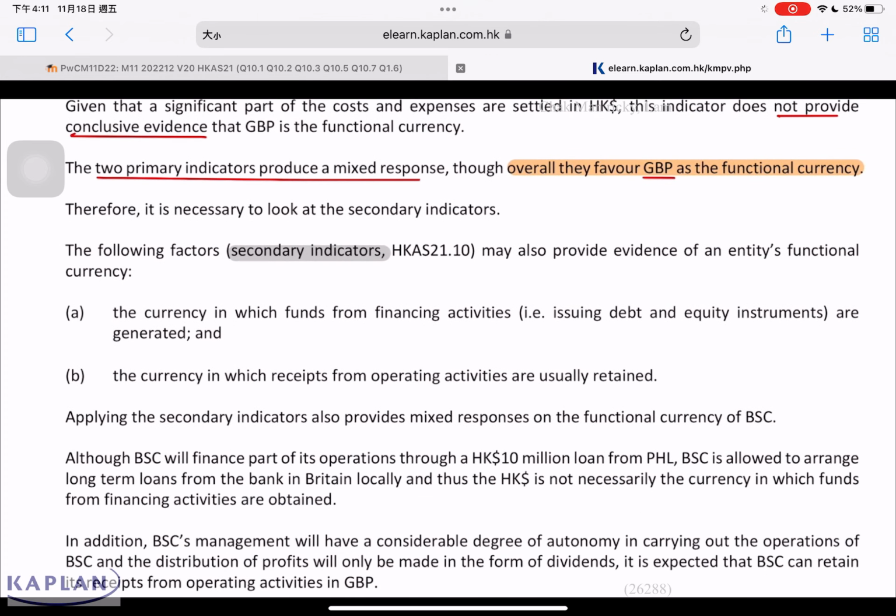Secondary factors are those such as the currency in which funds from financing activity are usually generated, and the currency in which receipts from operating activity are usually retained. Although BSC will finance part of its operation through a Hong Kong dollar loan, BSC can arrange funding locally, which is denominated in British pound. This point here is not conclusive. What is the functional currency? Is it Hong Kong dollar or British pound?